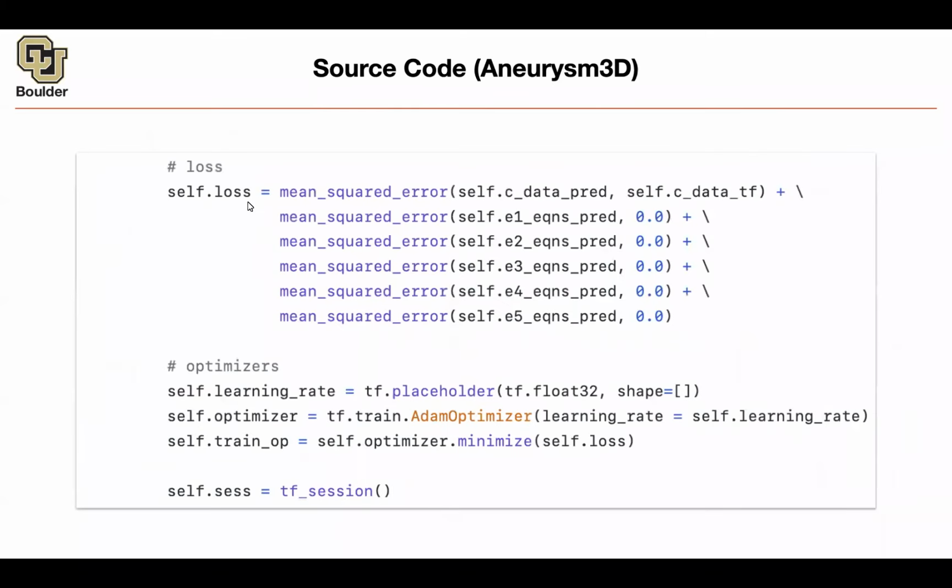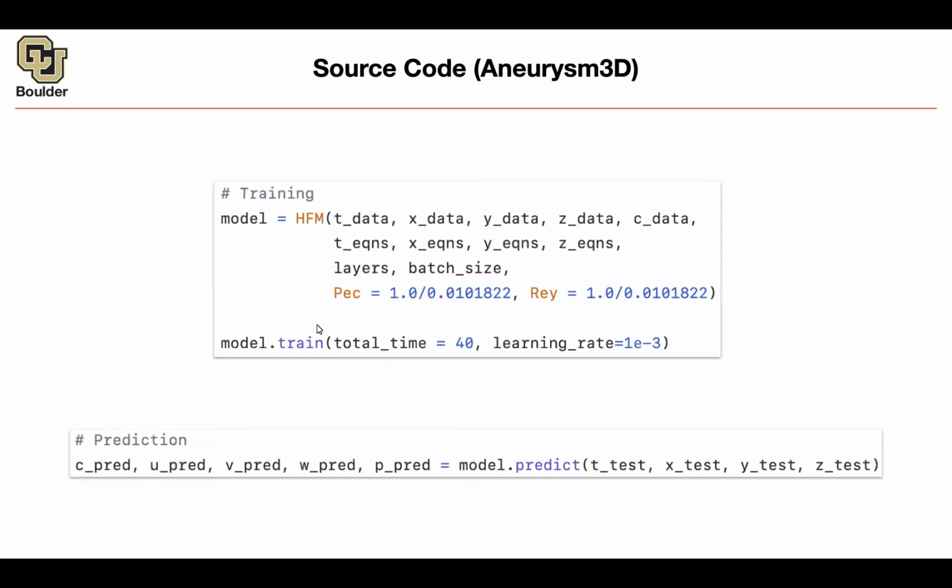And your loss function is going to be: you have some data on the concentration. You just do mean squared error on those. For your equations, you don't need to do any labeling. Your right-hand side is just 0. And then you do mean squared error. You set a learning rate, you set your optimizer to be Adam, and then you do your minimization. You set your model. The Peclet and Reynolds number, you don't actually need to set them. You can actually learn them. You train, and then you do your prediction.